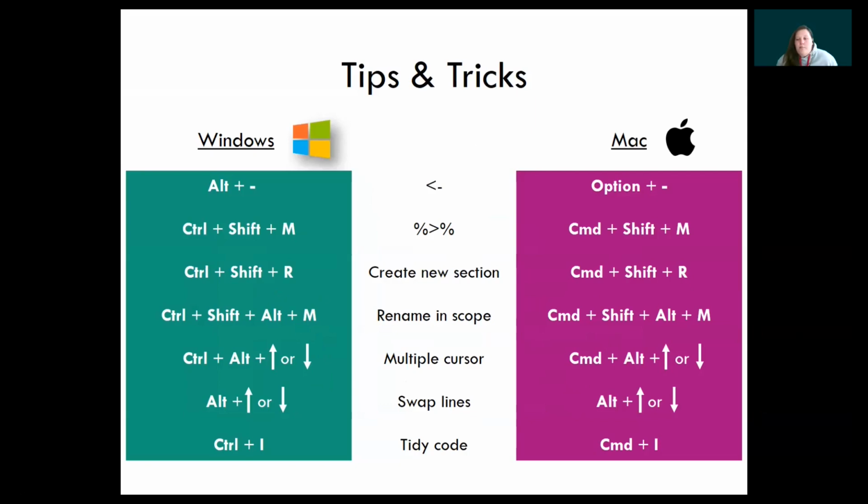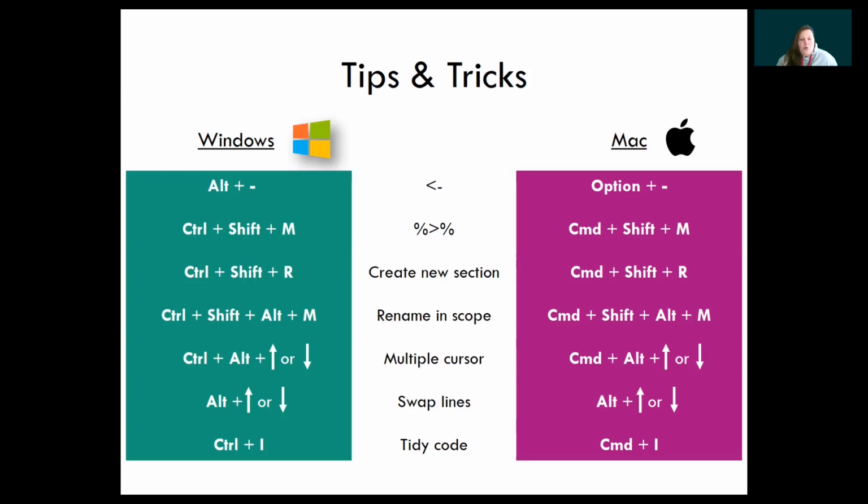you can find key shortcuts for Mac. For example, as I already showed before, if you want to create the assignment operator, you can use Alt and minus. If you want to create the pipe operator that we will be using today, you can use Control, Shift, and M. If you want to create a new section, you can use Control, Shift, and R. If you want to rename something in scope, so for example, you already gave a name to an object and have been using that name along your script, but now you want to change it to something else, rather than going to every single occurrence of this object, you can just use Control, Shift, Alt, and M, and it will mark all of the lines where the name of this object occurs, and you can just change the name in scope.